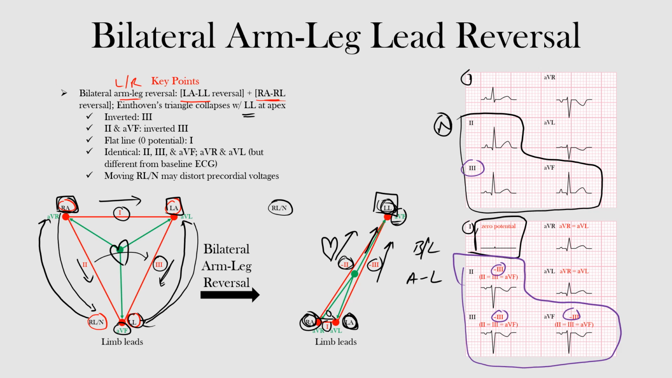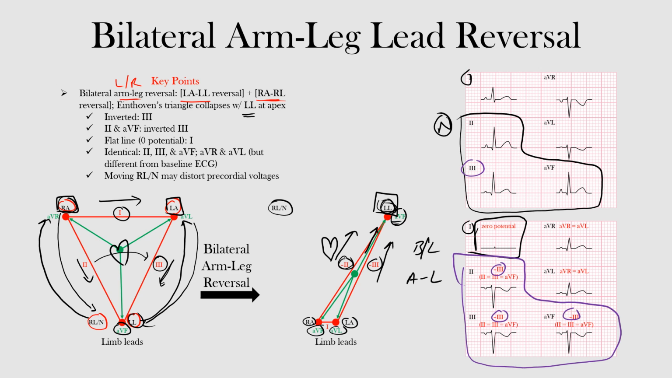Now, the displacement of the right leg or neutral electrode makes leads AVR and AVL mathematically equal. Therefore, they will appear identical, but different from the baseline EKG. So now we're looking at leads AVR and AVL. AVR is here, AVL is here, and you can see that this is where our right arm and left arm are.